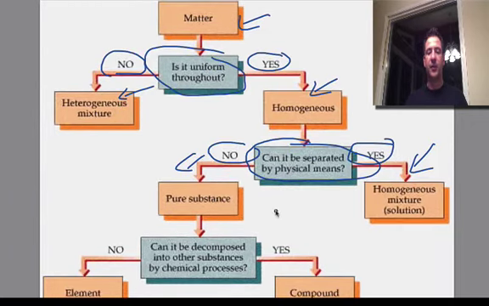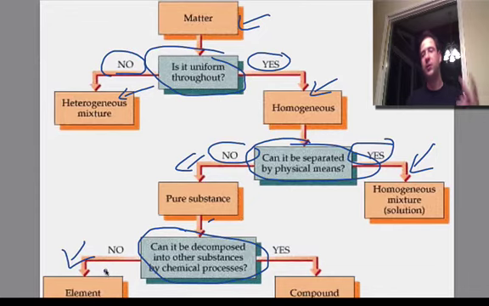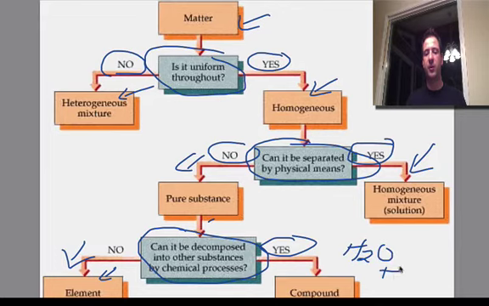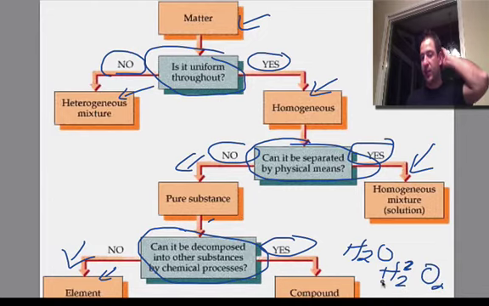Then if we take a look over here with the pure substance, we ask another question: can it be decomposed into substances by a chemical process? If it's no, and it's already simplified as much as you can get, kind of like calcium and gold and chlorine, those are elements, okay, right there. But if you can, then it's a compound, kind of like water. H2O can be broken up into H2 and O2 gas, right? And we can actually split it up. So then you have a compound right there, all right?